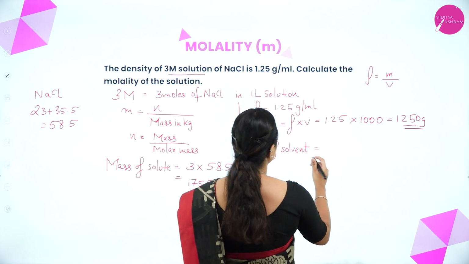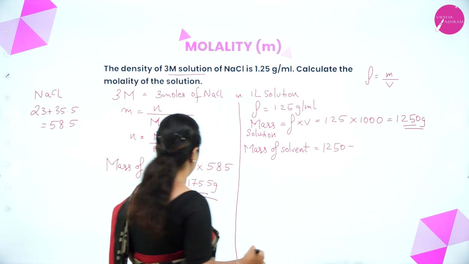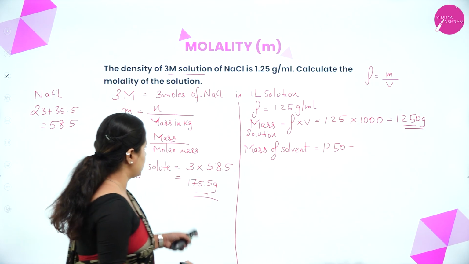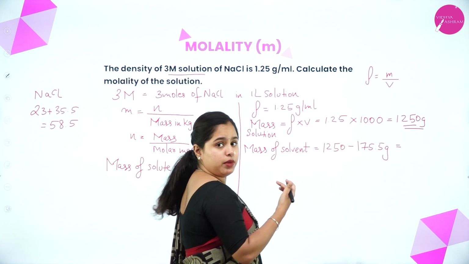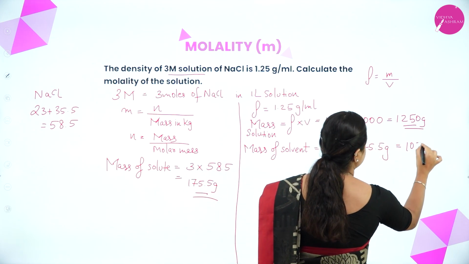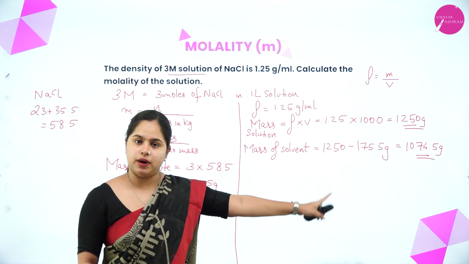What is the mass of solution? 1250 minus the mass of solute we already calculated, which is 175.5 grams, which will give me mass of solvent as 1074.5 grams. You obtained your mass of solvent.